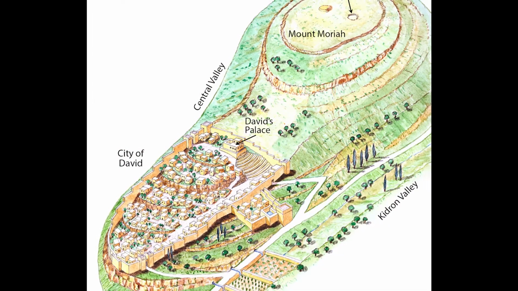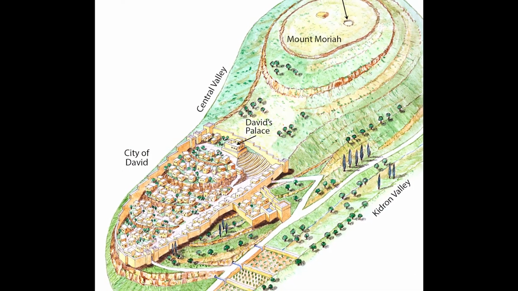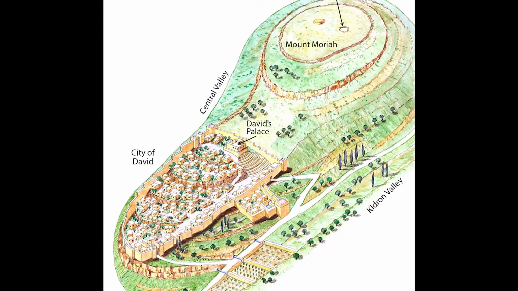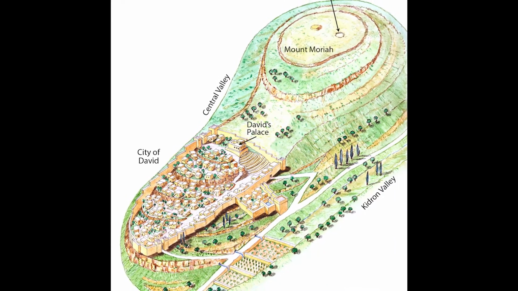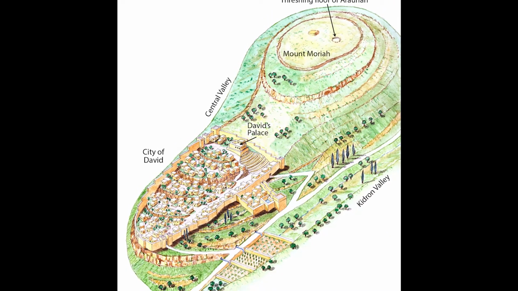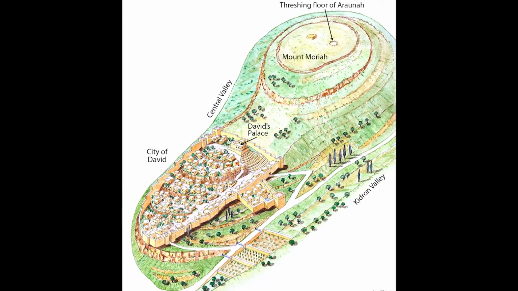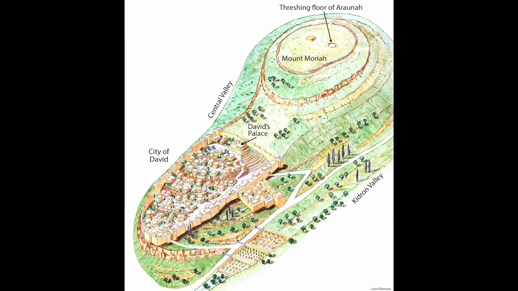Here's a closer up view of Jerusalem at the time of David. So Mount Moriah is still barren. There's the threshing floor of Aruna there at the top. We have David's palace and some other things indicated, but relatively small city. And this would have been the city in David's time.